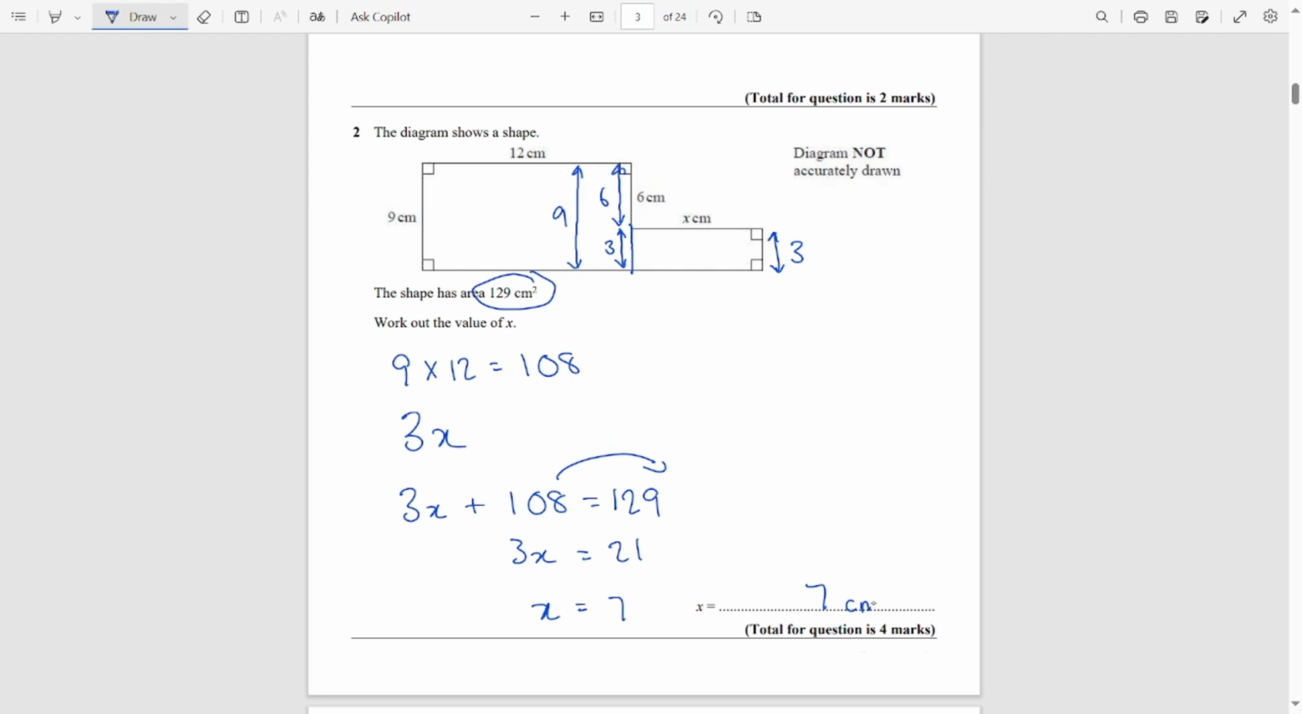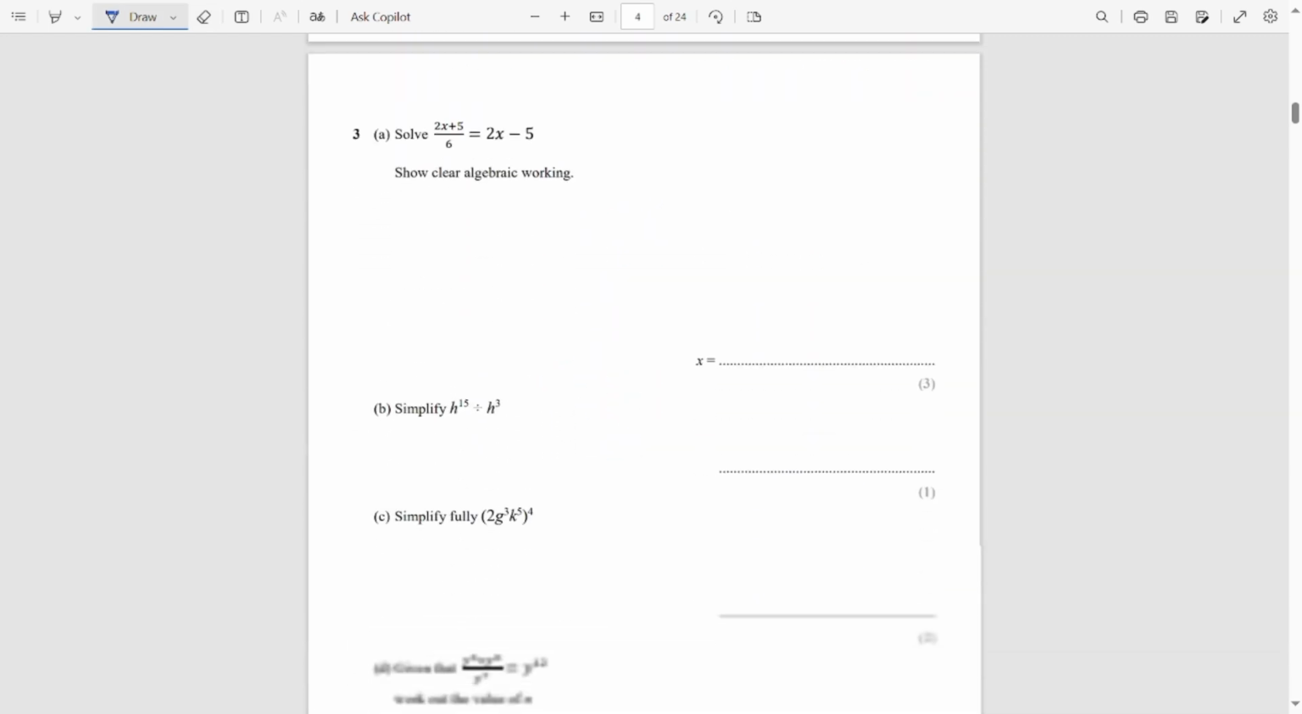Maybe we will put the units there as well, just to be complete, because it is supposed to be x centimetres, but I don't think you'd lose marks with or without the centimetres there. Okay, on to the next question.